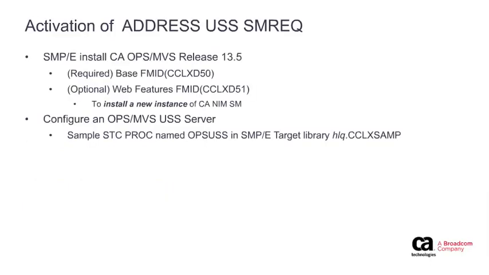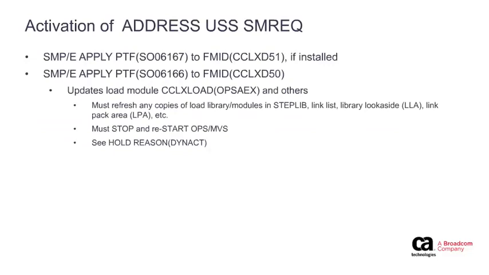First, install CA Ops MVS Release 13.5. If you need the redistributed CA NIM-SM WAR file, you will need to install the optional Web Features FMID. Next, configure an Ops MVS USS server. A sample started task JCL proc is provided in member OPSUSS of the SMPE target library with the low-level qualifier CCLX SAMP.